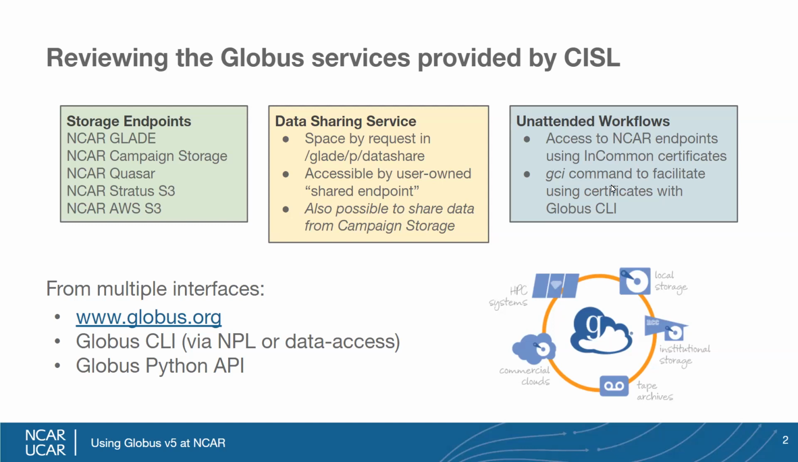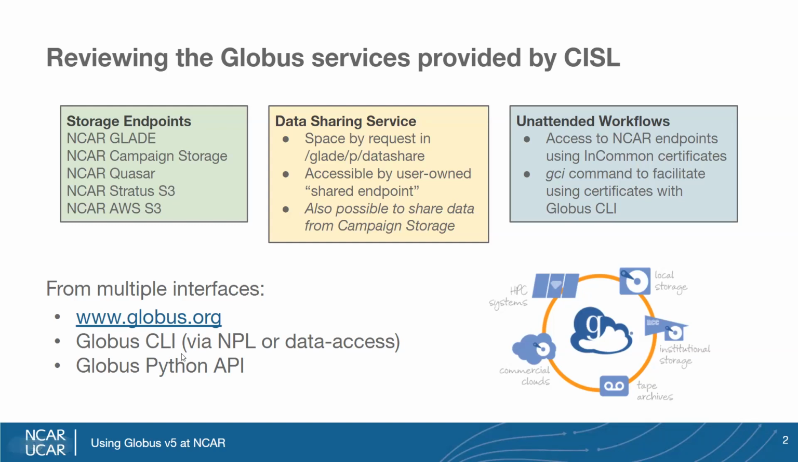All these services were available through multiple interfaces. These are different APIs built upon the fundamental Globus Python API. The web interface is, I would say, the most featureful and the most used, but certainly for something like unattended workflows, you're probably more likely using the Globus CLI, which is just a Python package, or you're using the basic API calls in an app that you've written.